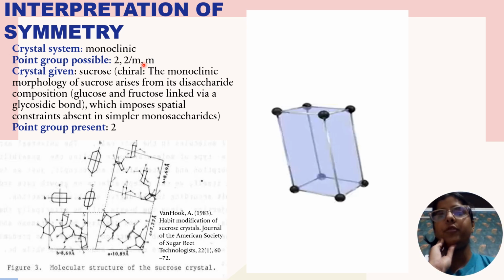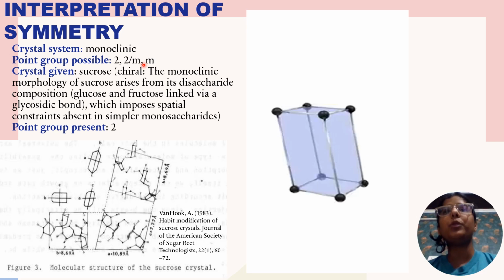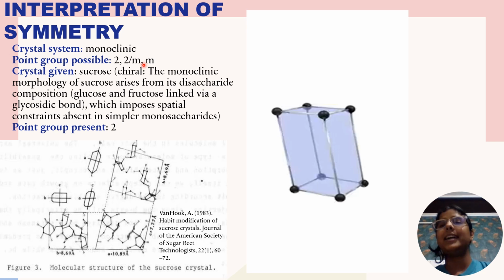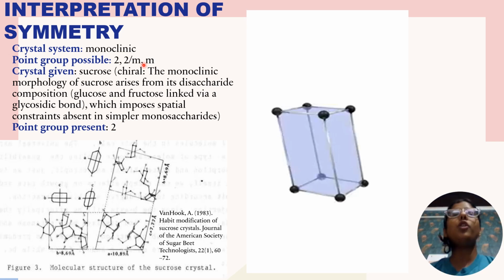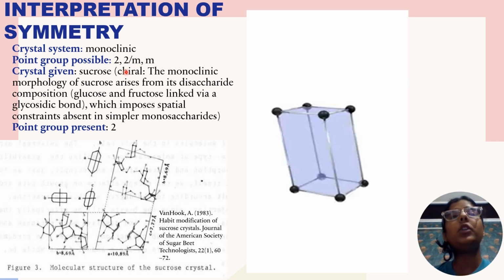Now, a very interesting point is that the crystal which was given to us was a sugar crystal, and it was made up of sucrose molecules. So sucrose is a chiral molecule, which means that it cannot have a point group which inverts the symmetry of the molecule which is present inside it, that is the sucrose molecule. So we know that for a mirror plane to exist, there has to be an enantiomer.